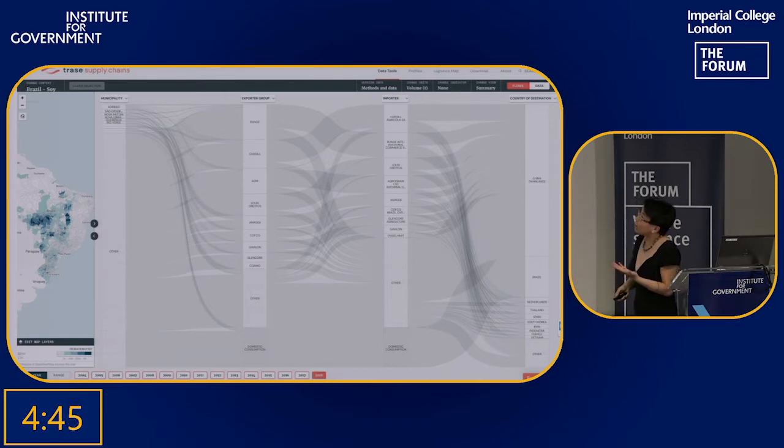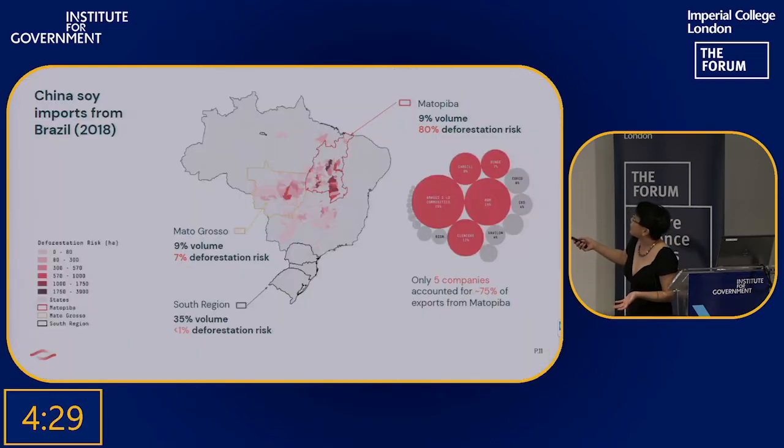And what this does is it enables, let's say, companies who are looking at their supply chains, or financial institutions who are concerned about their portfolios, or governments who want to do something about their imported deforestation, to act in a more strategic and targeted way. So I'll give you an example here. Let's say you were looking at a specific commodity in a specific country, and then a specific importing market, let's say China, importing soy from Brazil.